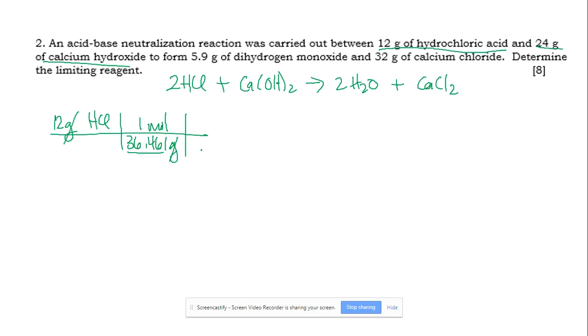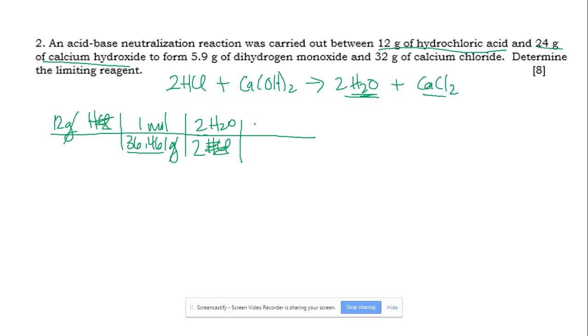I'm going to turn my hydrochloric acid into one of the products. It totally doesn't matter which one. We can pick water. We can pick calcium chloride. I'm going to pick water because I already know what the molar mass is, because we use that compound so frequently. So I'm going to turn my hydrochloric acid into water. Now my HCl has canceled out. I have moles of water.